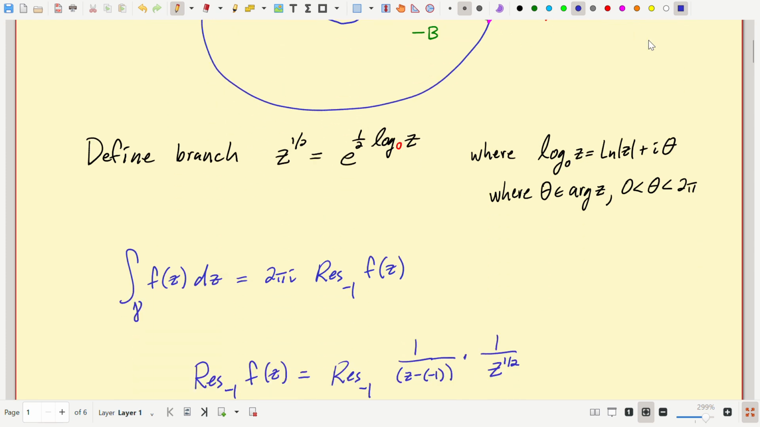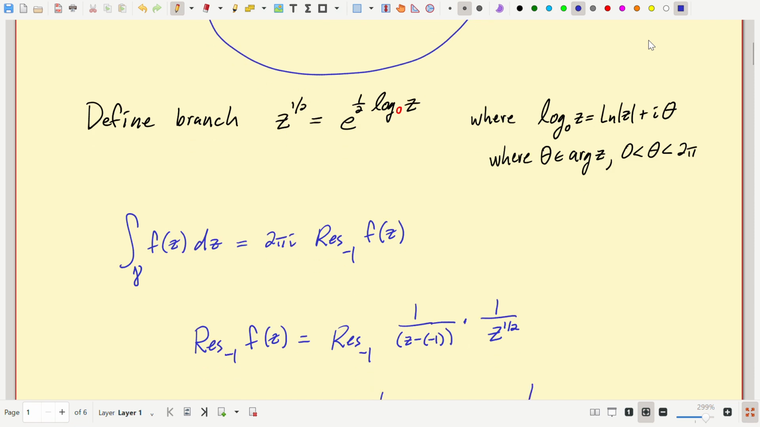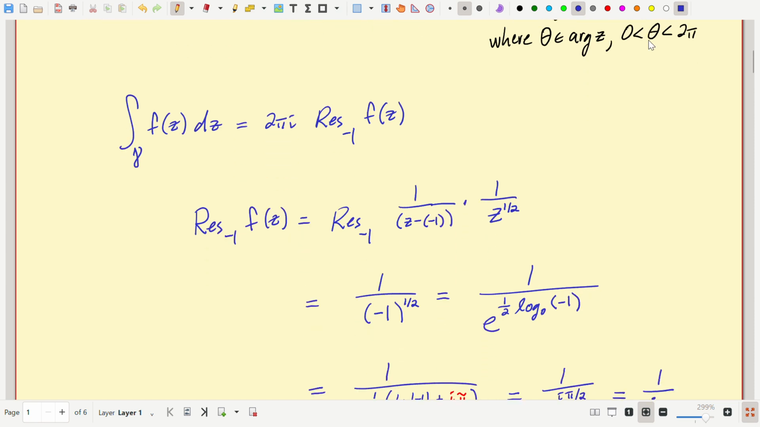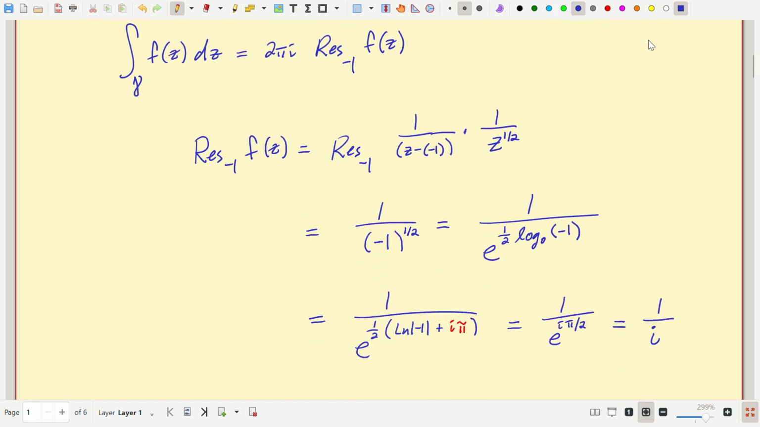And last time I calculated that residue. It's an easy one because it's a quotient of things. The function on the top is 1, and the function on the bottom has a simple 0 at 1. And so you can either use the formula or just do it from first principles. And last time we got that the residue is 1 over I. So I'll do that again.